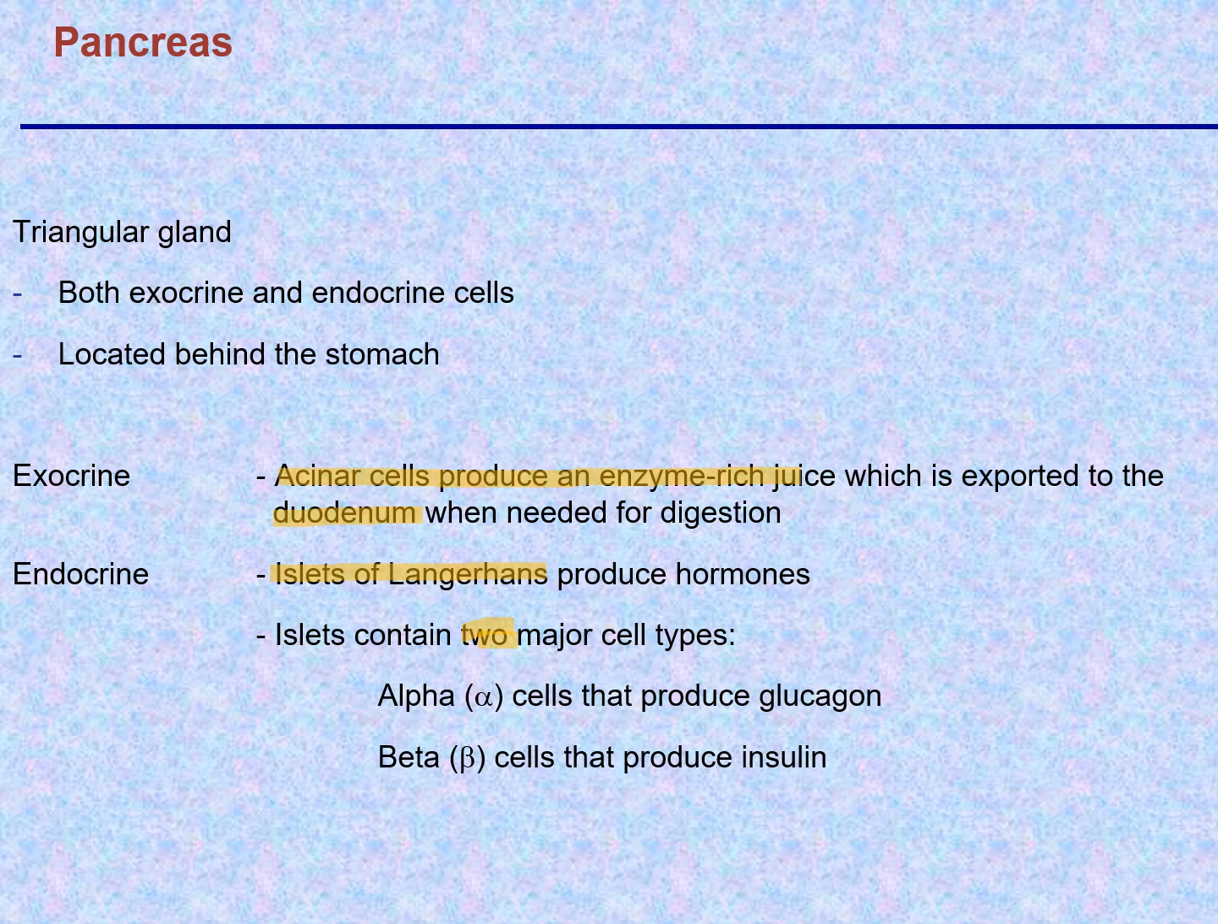Alpha cells produce glucagon, and beta cells produce insulin. Both of these cells are found inside the islet, but they have different products. Both of these hormones are involved in carbohydrate metabolism.